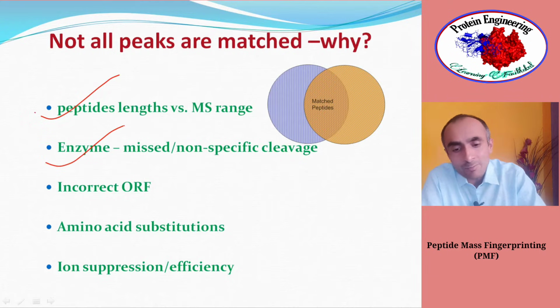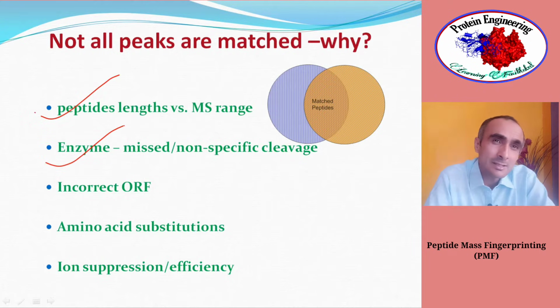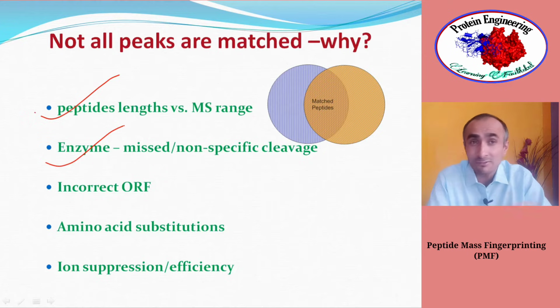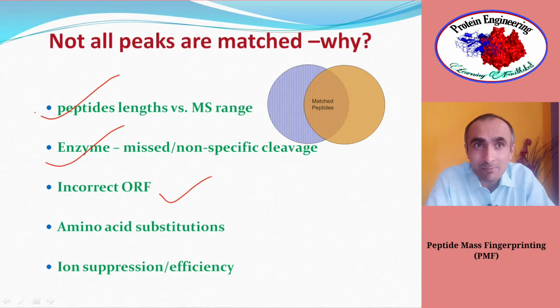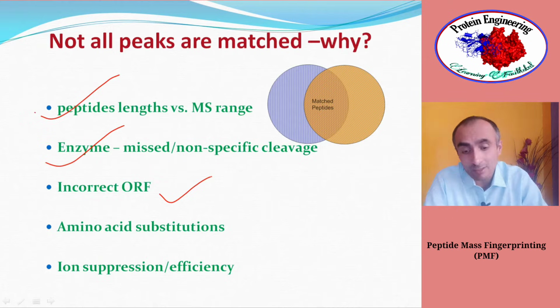Or if the enzyme has missed a cut, or there is a non-specific cleavage. For example, you are using trypsin, but some molecules are not cleaved. Some sites are not cleaved by trypsin for different reasons. So in that case, that peptide will not be part of the theoretical or experimental spectra, or there is an incorrect open reading frame. That also leads to different peptides, different peptide mass, and mismatching of both the spectra, or if there are amino acid substitutions.